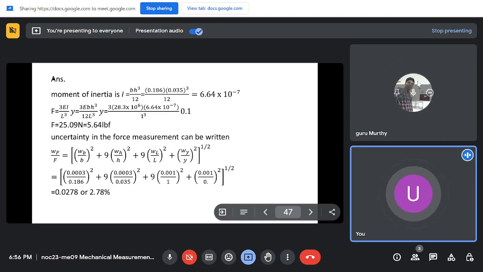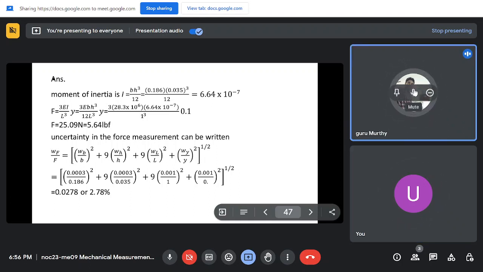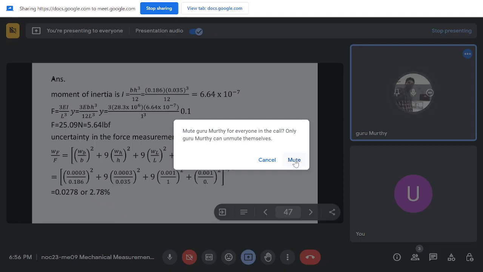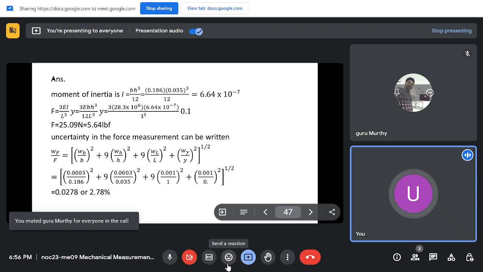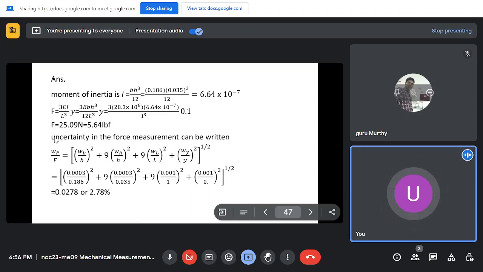Okay, so the uncertainty relation for force is WF by F, where WF is the uncertainty of the force, divided by force. Same goes for the other variables. So WB by B the whole square plus 9 WH by H the whole square. So the 3 comes from H raised to the power of 3. So that 3, the square of that is 9.